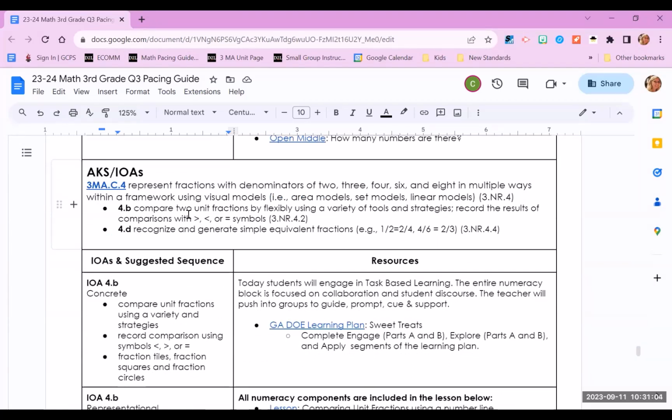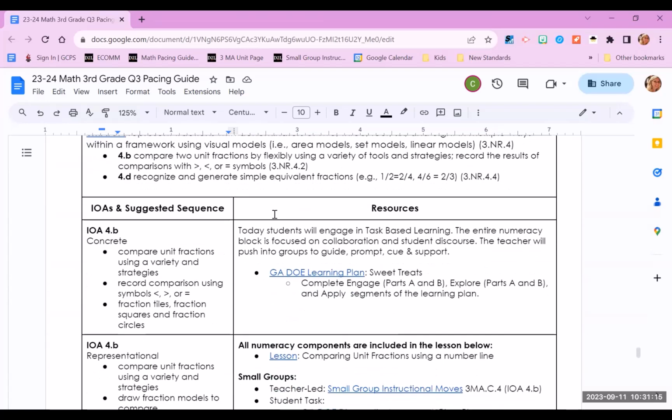After building a foundation of ways to represent fractions, we will move into the next 2 IOAs for the unit, IOA 4B and 4D. Remember, the left-hand column will guide your instruction with regards to learning targets, models to use, manipulatives to reference, and the learning progression of these IOAs.